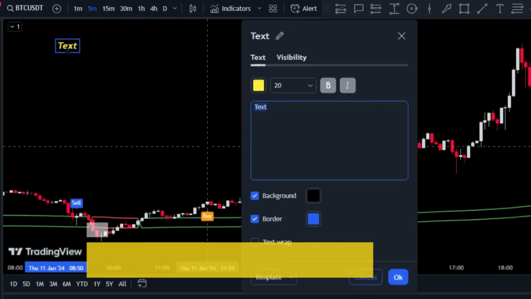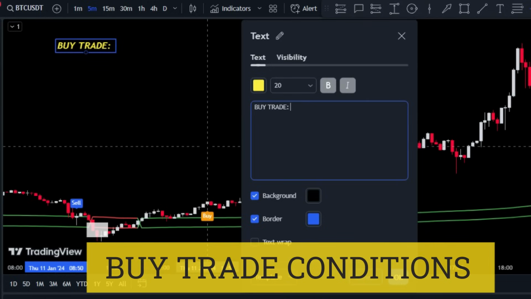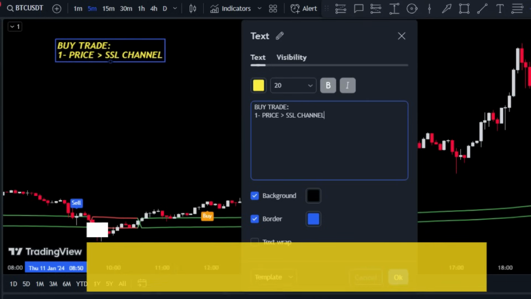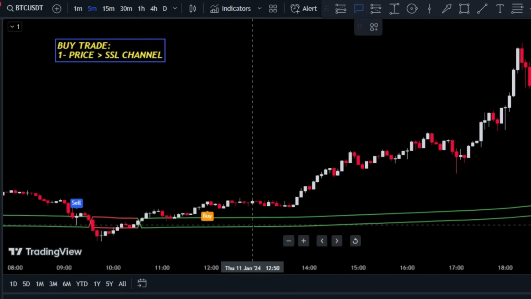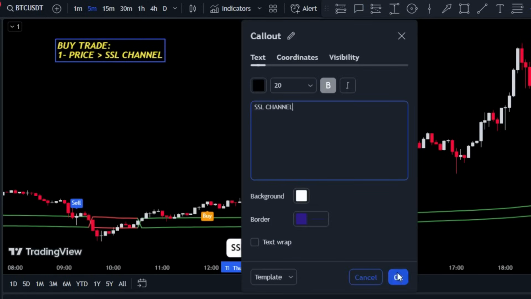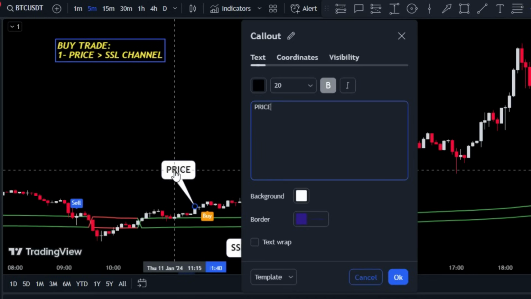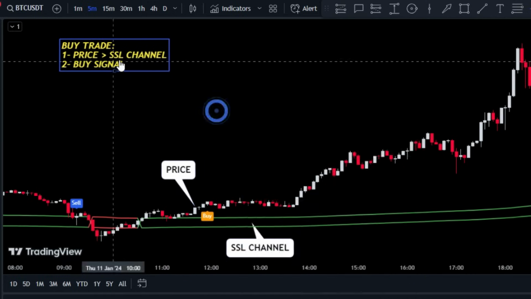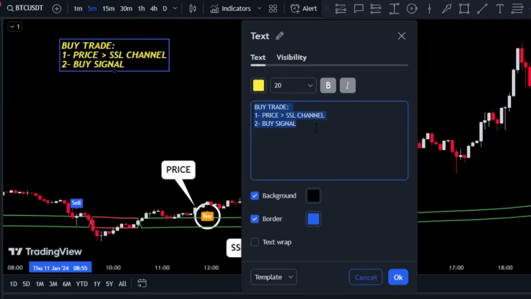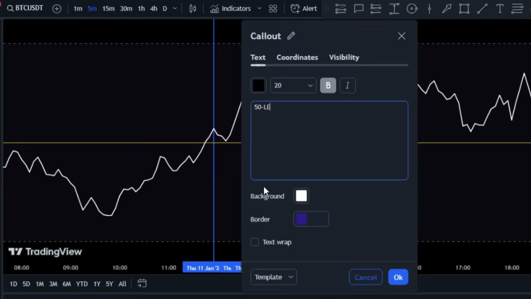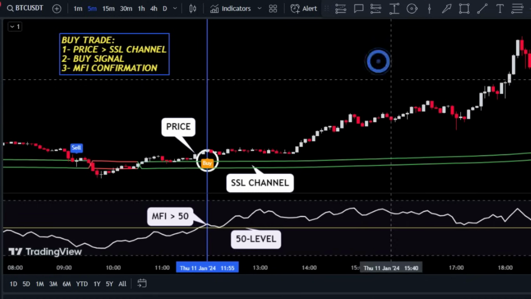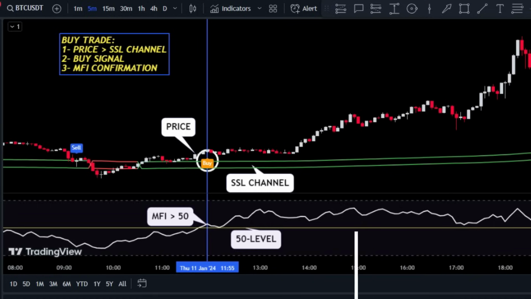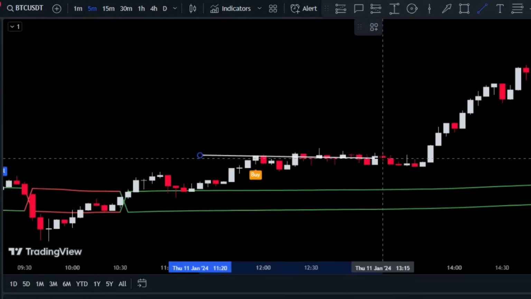Now let's talk about the guidelines for executing a buy trade within this strategy. The first thing you want to look for is the position of the price candles in relation to the SSL channel. If they're above the channel, that's a good sign. Then pay attention to the generation of a buy signal. But don't jump in right away. You want to wait for confirmation from the MFI indicator before entering the trade. Once all these elements align, you can confidently make your move and enter a buy trade.